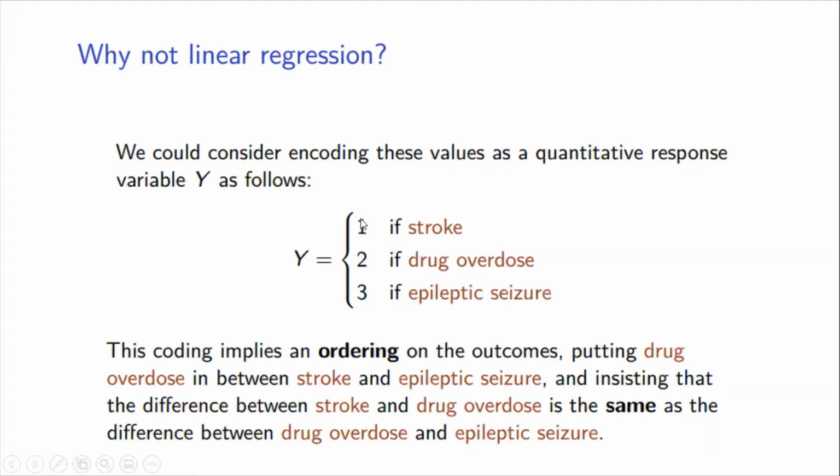So there is no real numerical interpretation or calculation based on that. That's why it's not a good idea to do a linear regression, because linear regression considers this variable as a real numerical variable, okay, and takes the difference between stroke and drug overdose as one unit, and the difference between drug overdose and epileptic seizure as one unit. Which is not the case in reality.